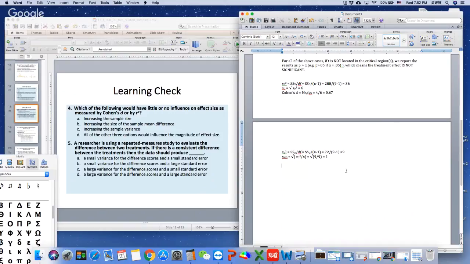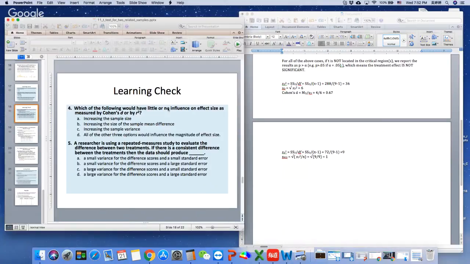Right. So which of the following would have little or no influence on effect size as measured by Cohen's d or by R square? We just said the sample size has no influence on Cohen's d and has little influence on R square. So the correct answer is sample size.